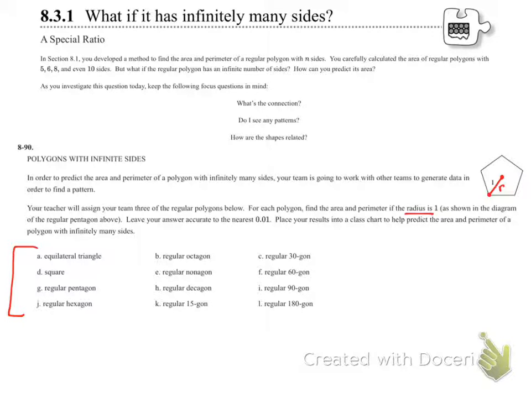So you could do this. You could go through every single one of these and find the area and the perimeter of each one, assuming that the radius in each one is 1. In fact, we might as well do it for one of these. Let's do it for A, an equilateral triangle.